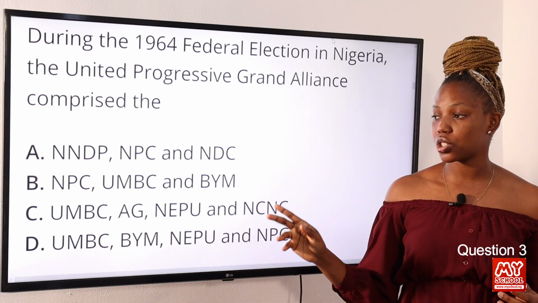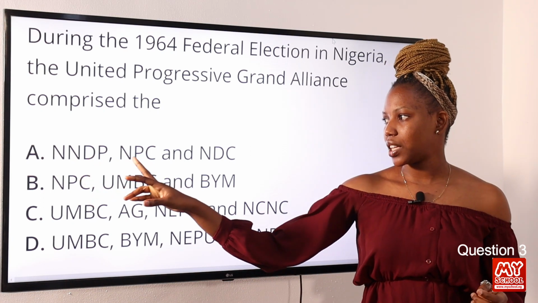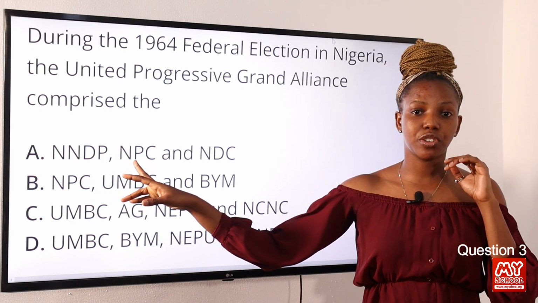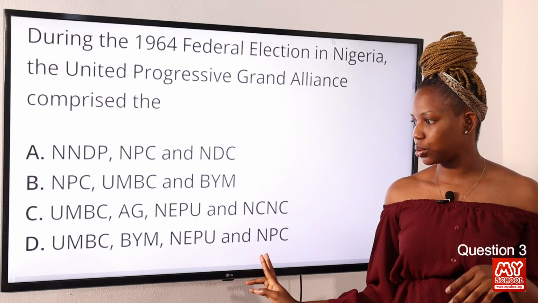Option C, therefore, is the correct answer, because we have NNDP and NPC, which are associated with the Nigerian National Alliance. NPC also, NPC here also. So the answer is option C.